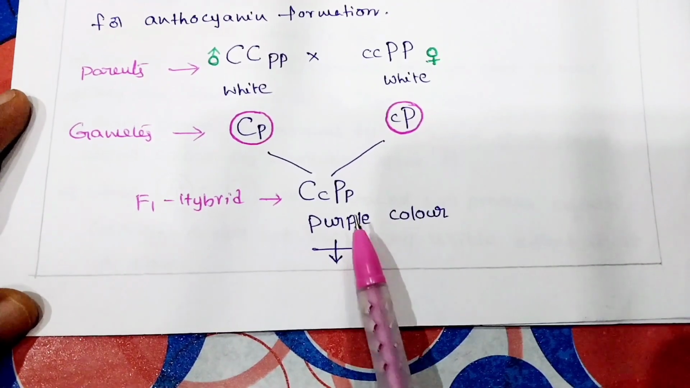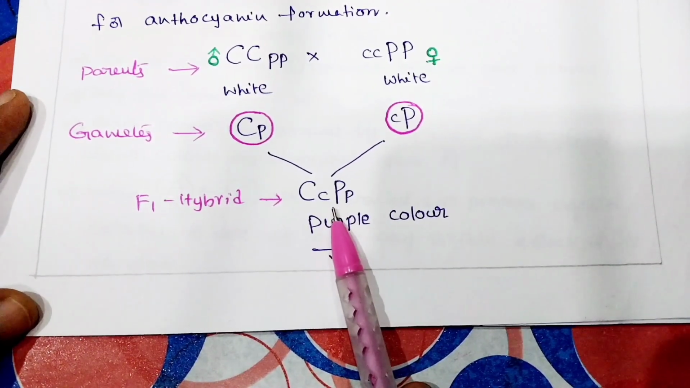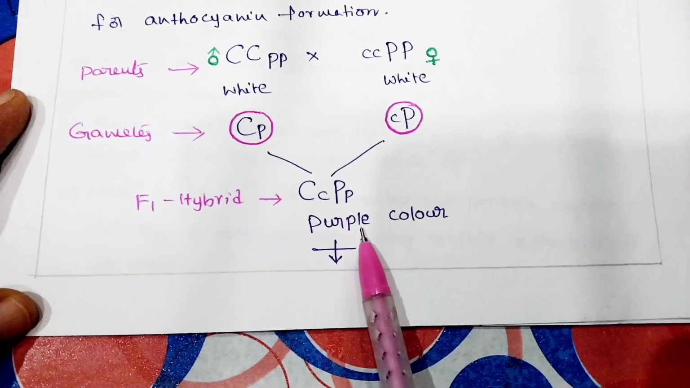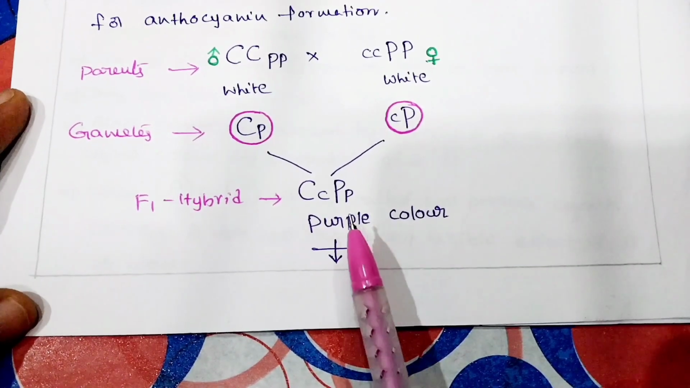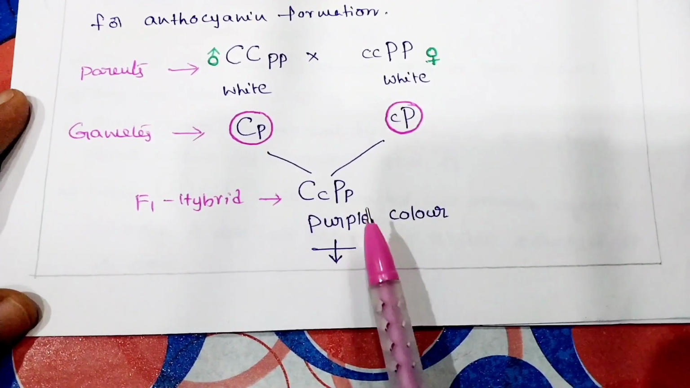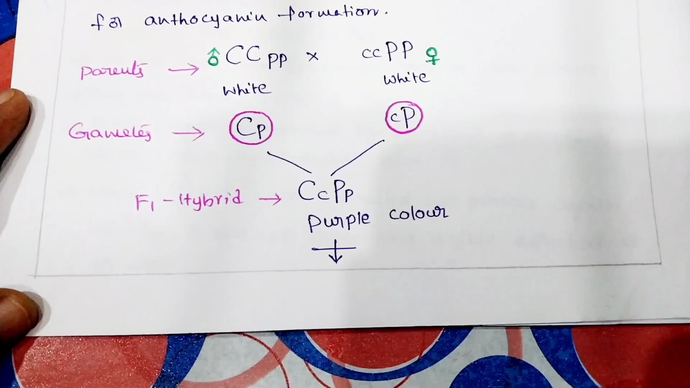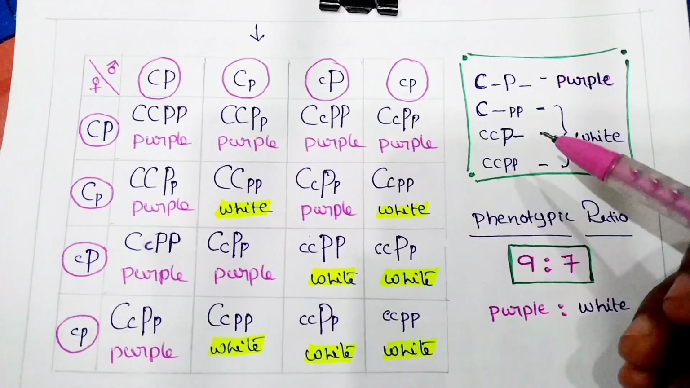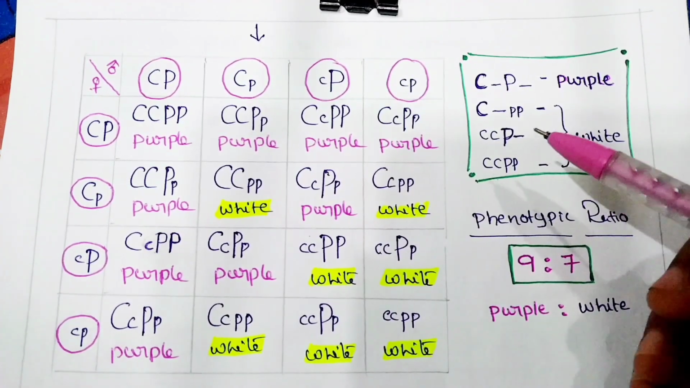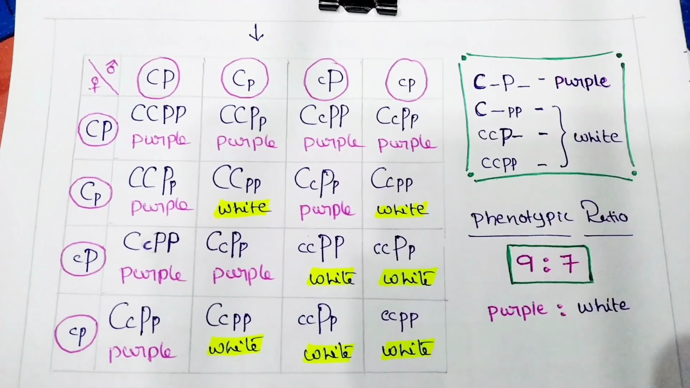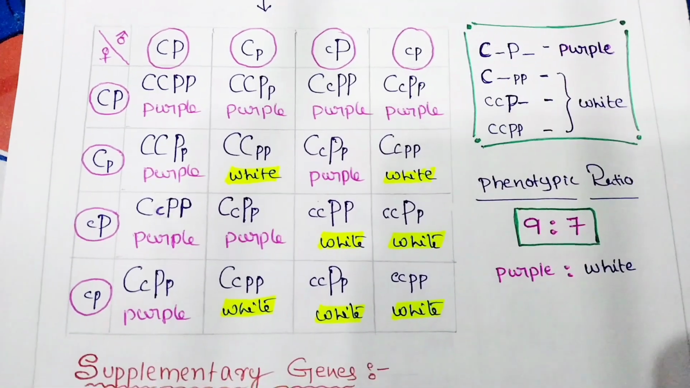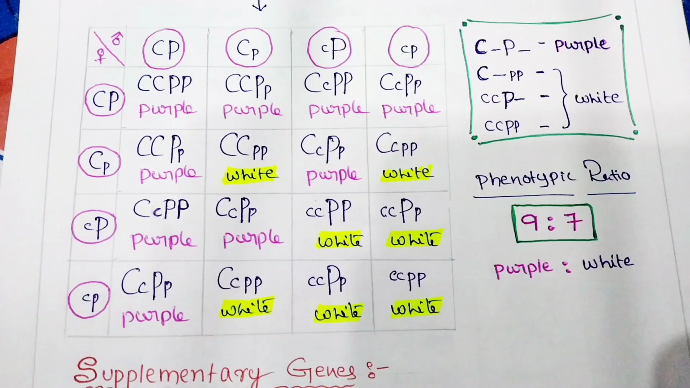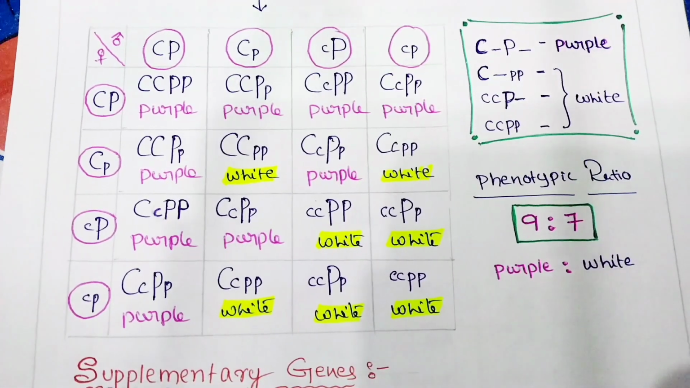Why? Because they produce anthocyanin pigment, which results in purple color. That's why the F1 hybrid is purple in color. Let's see the F2 progeny. When the F1 plants are allowed to self-pollinate, F2 progeny will be obtained. Here also 16 combinations of plants are obtained.